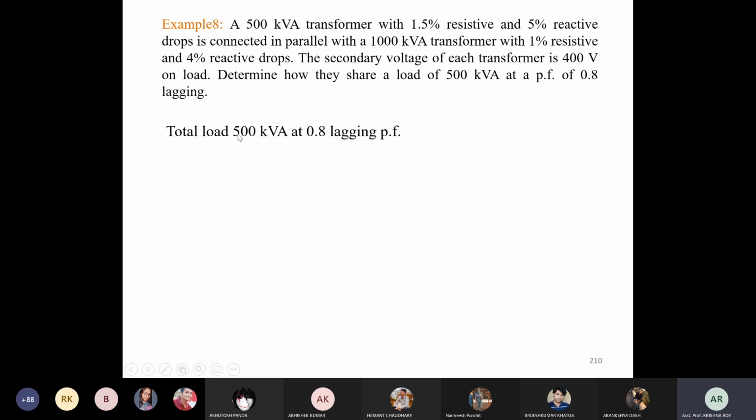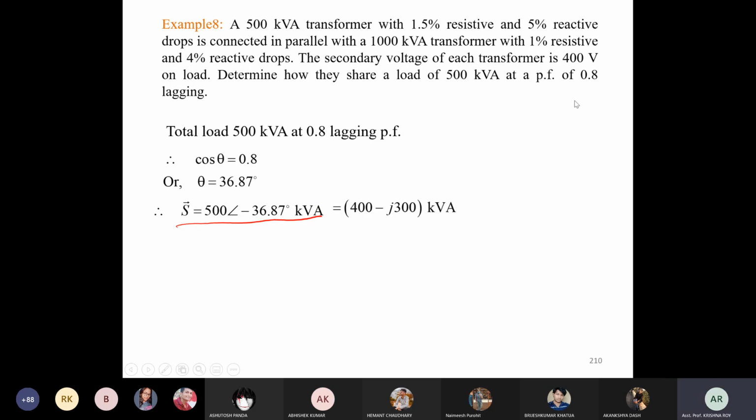So total load 500 kVA at 0.8 lagging PF. So cos theta equals 0.8, theta equals this. Therefore, this kVA load can be written in complex form like this, in polar form, which will give you one active component and one reactive component.